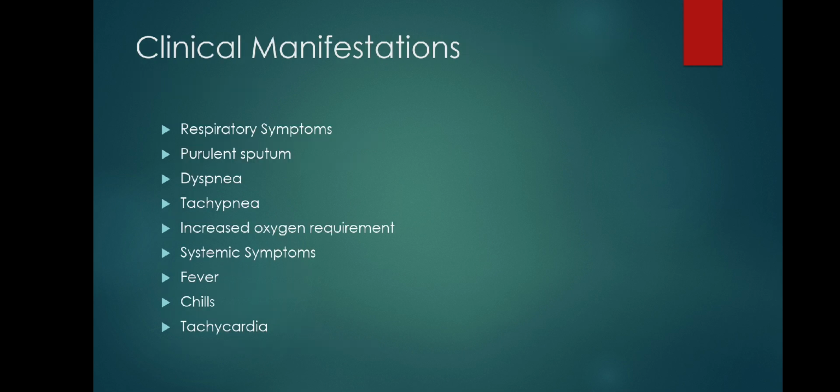Clinical manifestations. Patients with Pseudomonas VAP typically present with, first, respiratory symptoms: increased purulent secretions, dyspnea, tachypnea, and increased oxygen requirement. Second is systemic symptoms: fever, chills, malaise, and tachycardia. Third is laboratory findings: leukocytosis, elevated C-reactive protein, and increased procalcitonin levels. Fourth is radiological findings: chest X-ray often shows new infiltrates, consolidation, and patchy opacities.